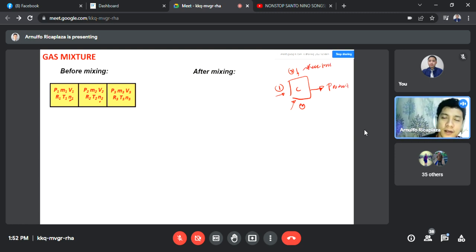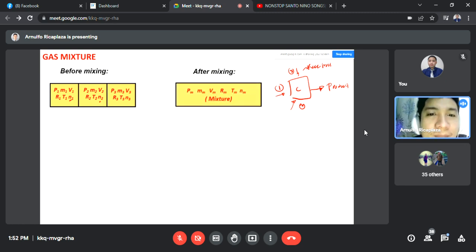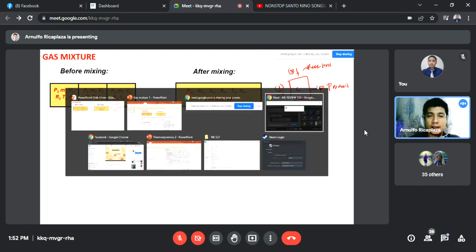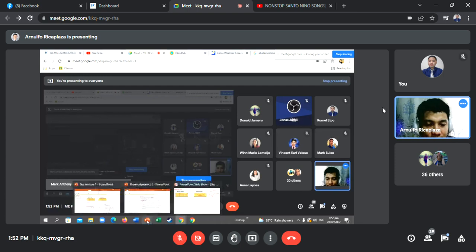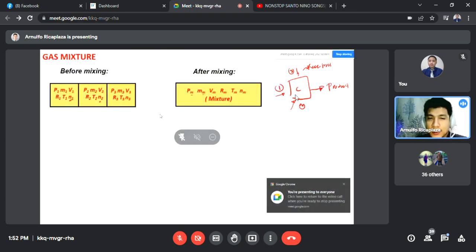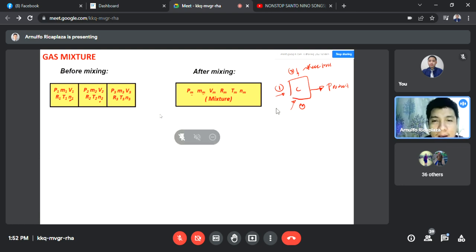So therefore, guys, for the mixing, we have the PM, VM, and so on, where the small m means the mixture. We have the PM, the VM, the RM, the TM, and the NM. So total pressure, total mass, total volume, total gas constant, total temperature, and the total number of moles.